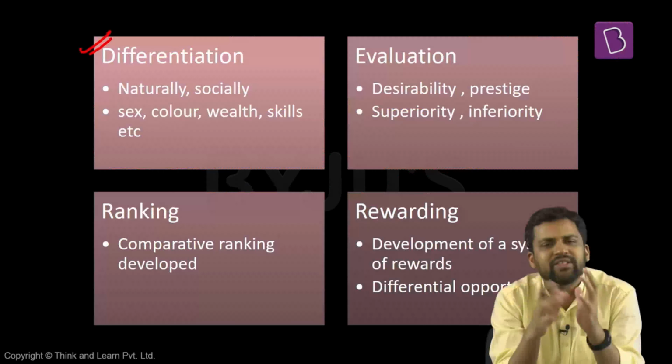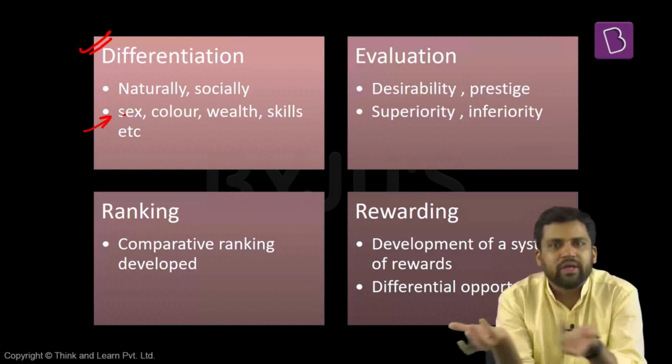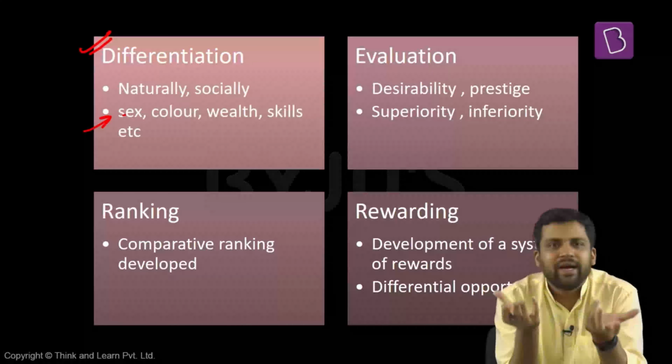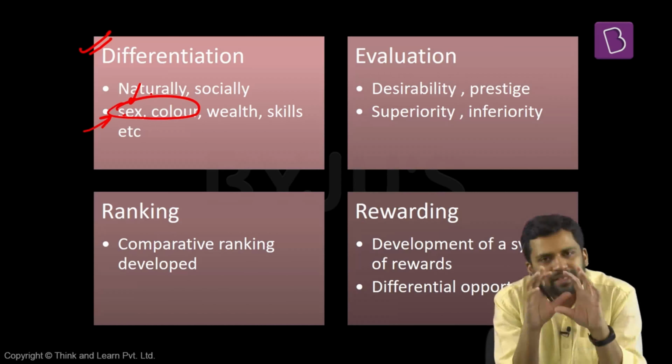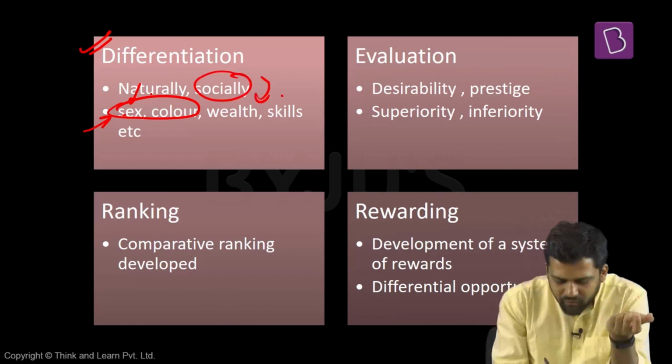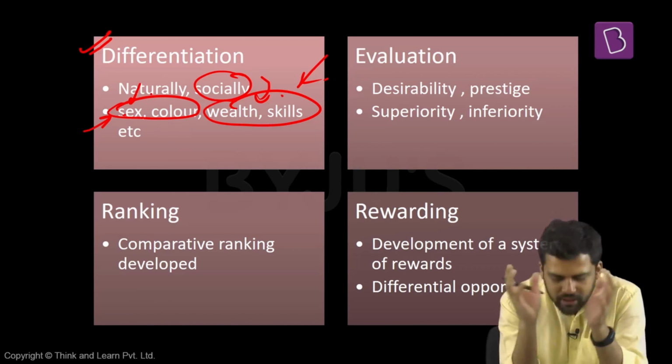In any society, there will be differences along different lines. For example, the skin color of people will vary. The texture of hair can vary. Sex of individuals varies, male, female, third category. So in any society, there will be some differences. These are natural differences. Skin color, sex, they're all natural differences. There will be some differences which are created socially. For example, wealth, skills, they might be created socially. So some differences are natural, some differences are social.